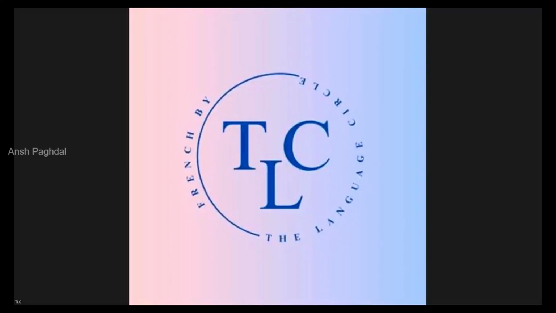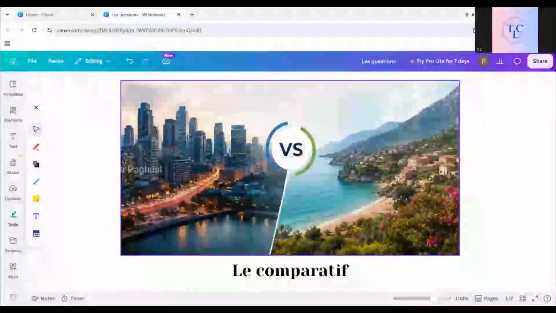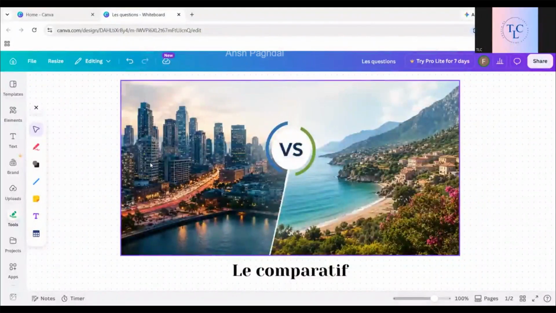Alors, dans cette vidéo, on va apprendre le concept du comparatif, de comparison. Okay? Let's suppose we want to compare these two imaginary places, une ville et un village au bord de la mer. So, what are the structures, expressions, and words that you'll use to compare? That's what you learn in this video. Okay, commençons.